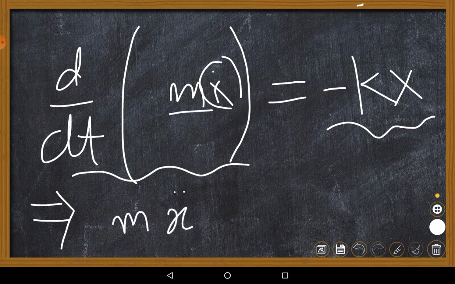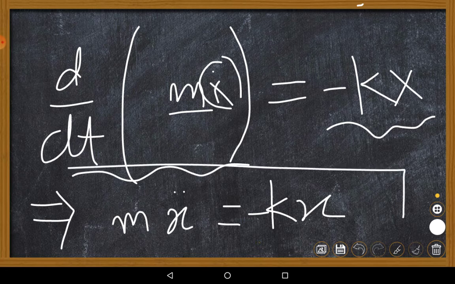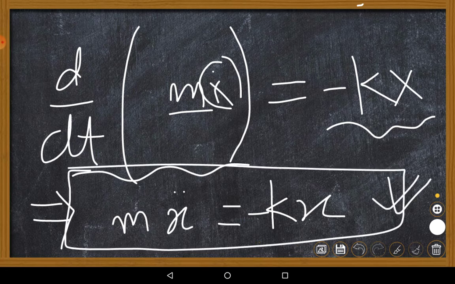It is basically d by dt of dx by dt, the second order derivative of x with respect to time. This is equal to minus kx. This is the equation of motion of the system. Well, this is very much consistent with Newton's law.